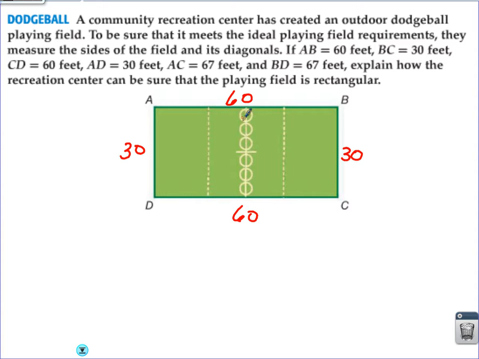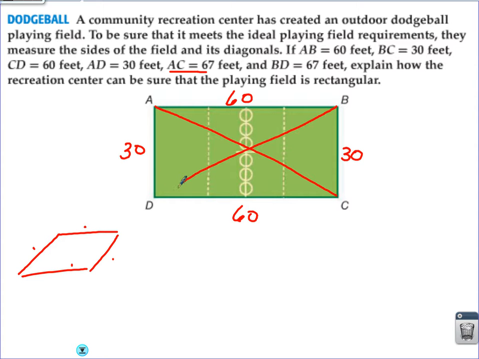But I want to go beyond that because, just because the opposite sides are the same, it could look like that. I need to know, are the opposite sides the same? Is it a parallelogram? And on top of that, is that a rectangle? AC is 67 feet. BD is 67 feet. Are they good there? Sure, that's a rectangle. If the diagonals are the same, then it must be a rectangle. Done.